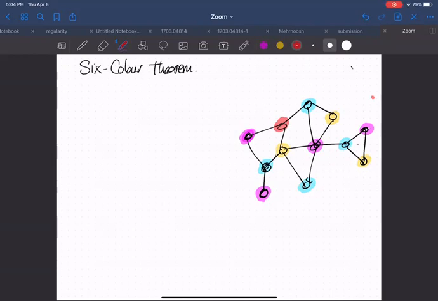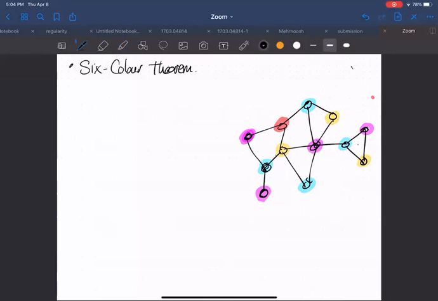So here's an example. I almost got away with three colors on this graph, but I got stuck at the end with needing that fourth color. So that's the famous four-color theorem. It's very difficult to prove and very difficult to understand the proof. So we're going to prove something much simpler today, the six-color theorem, and maybe even the five-color theorem.